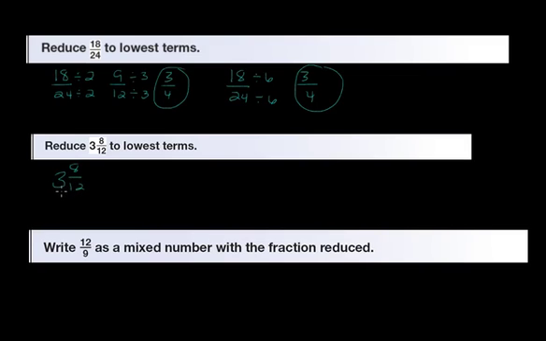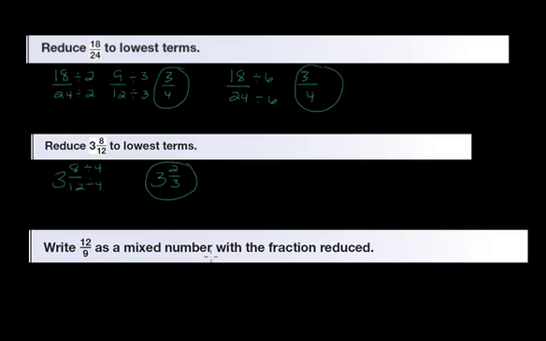So 3 and 8 twelfths. Don't even worry about the 3. Let's just reduce the fraction part. We'll go into 8 and 12. What's the largest that would go into 8 and 12? 4. 8 divided by 4 is 2. 12 divided by 4 is 3. That's reduced because 2 and 3 can't go any smaller, because there's nothing that will go into both of them.